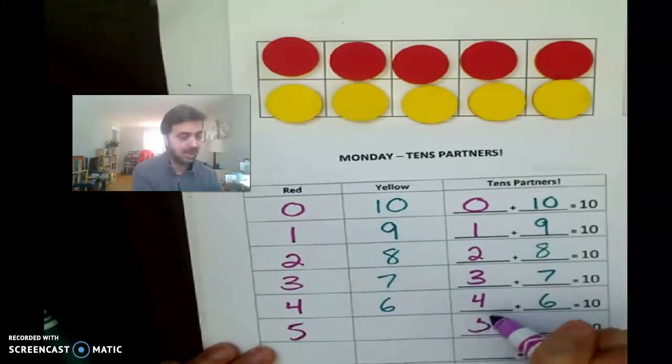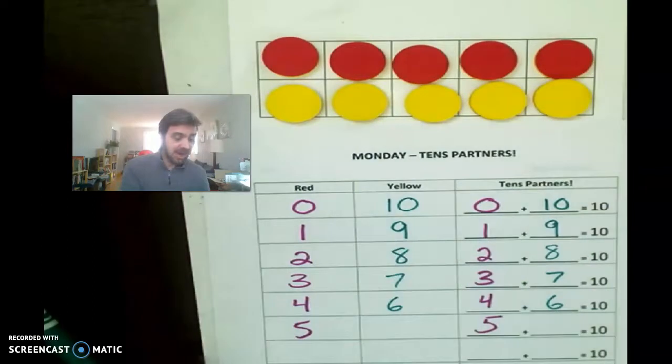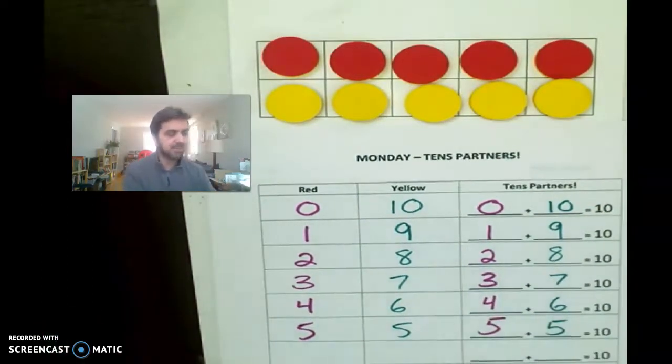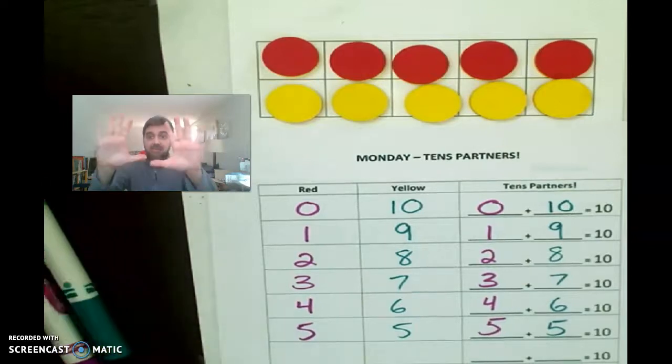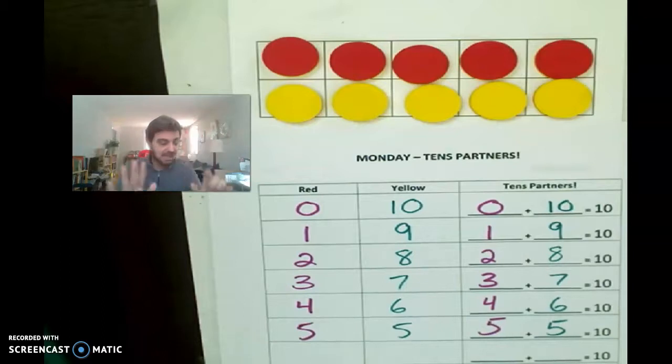5, 5. Okay, and how many yellows do we have? You can see it. There's 5 yellows, right? We kind of already knew that. 5 and 5, because we know from our hands that 5 and 5 are tens partners, right? 5 and 5 makes 10.